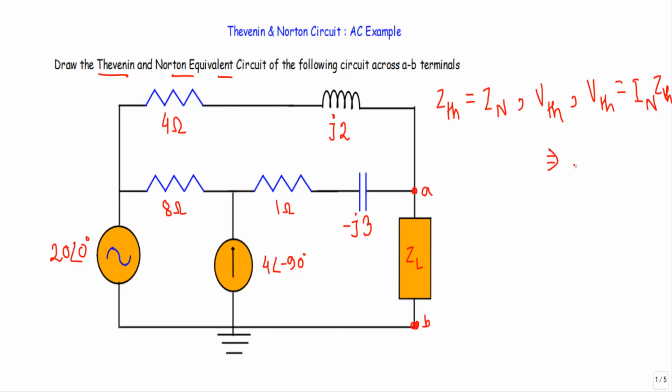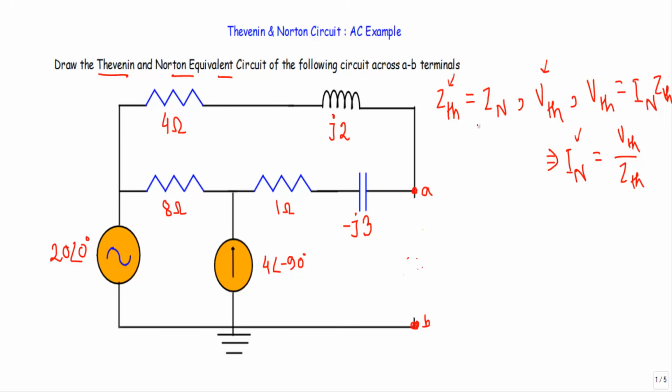So if I divide VTH, the Thevenin voltage, by the Norton or Thevenin impedance, I will get our Norton current. So let me remove this load impedance. With respect to A and B terminals, if I remove the load impedance ZL, the remaining two-terminal network will look like this. Now see, with respect to these A and B terminals, I have to calculate Thevenin impedance ZTH, the Norton current IN and the Thevenin voltage VTH.